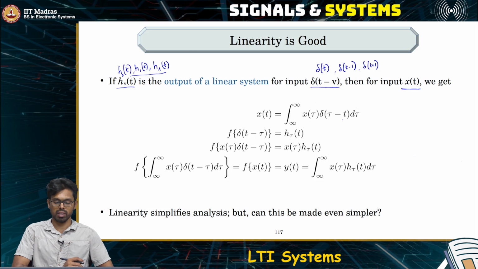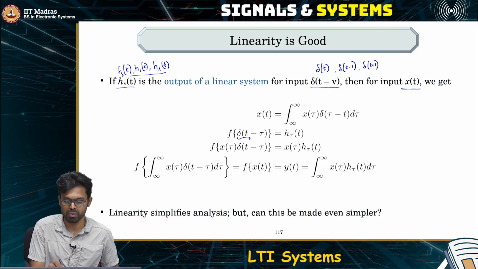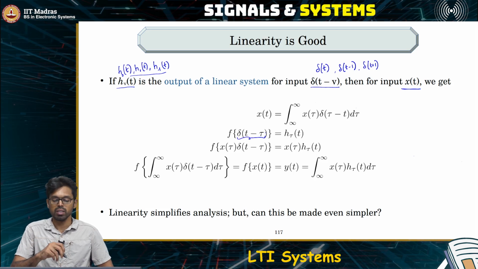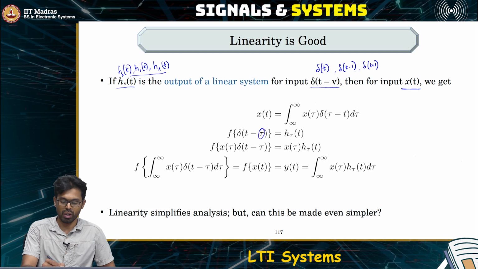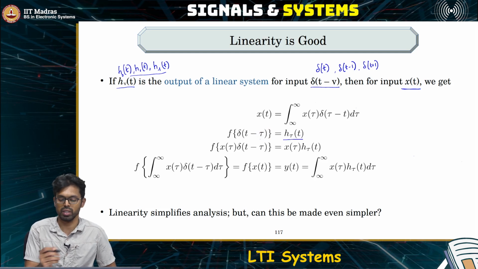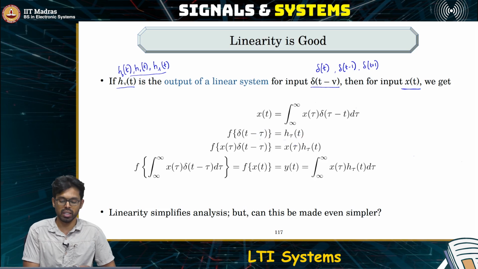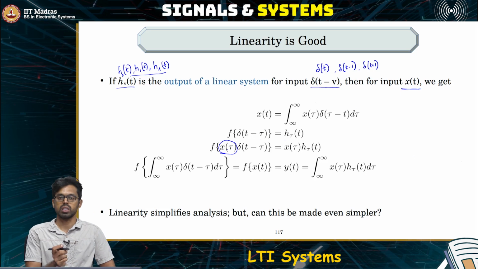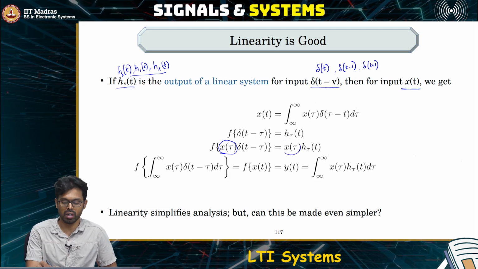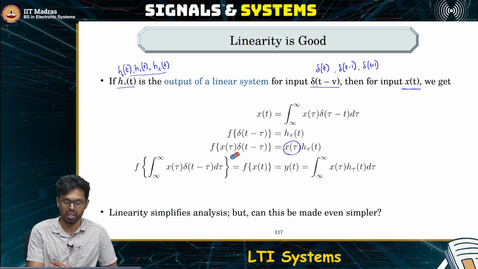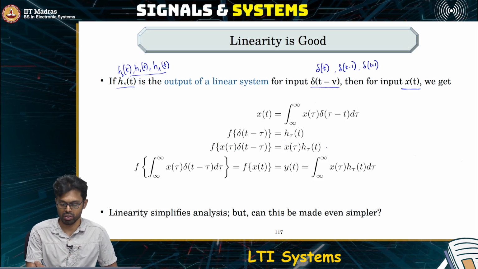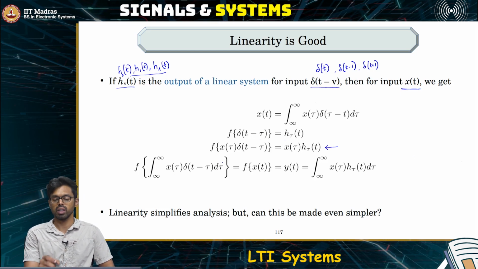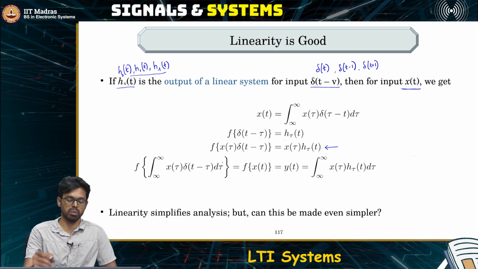So what does linearity say here? The output of the system, where the input is a Dirac delta function shifted by tau seconds, is nothing but h tau of t. Now because it is linear, you can just multiply the input with some constant. The output should also get multiplied with that constant, right? That is the linearity property. That is exactly what we have used here. So this statement simply says that if the input is scaled by a constant, then the output will also get scaled by a constant because the system is linear.